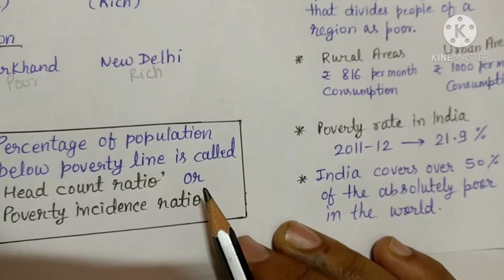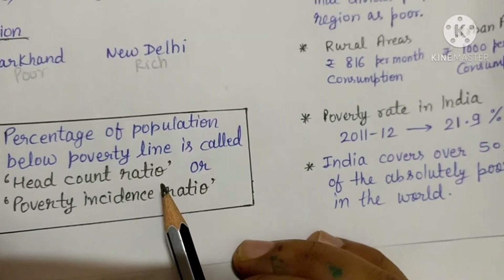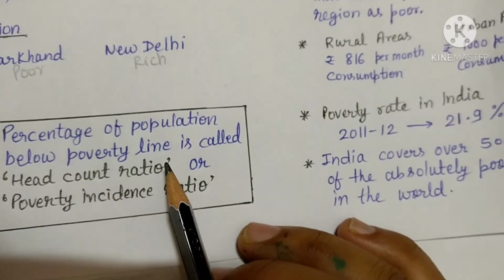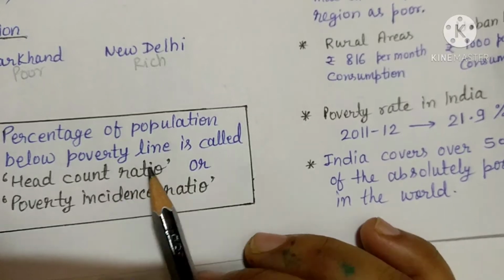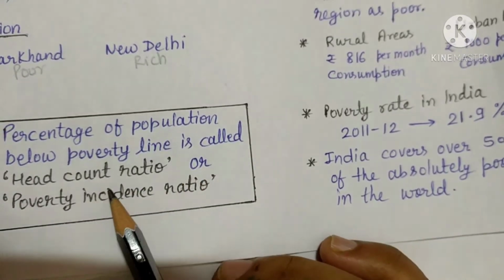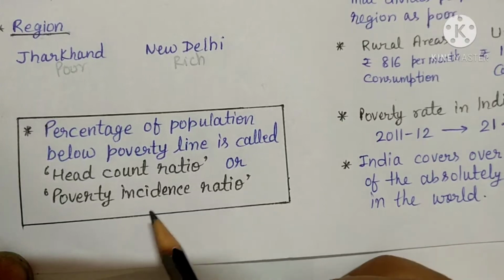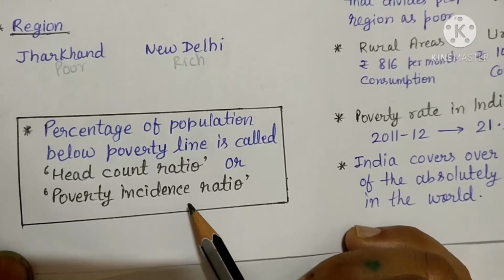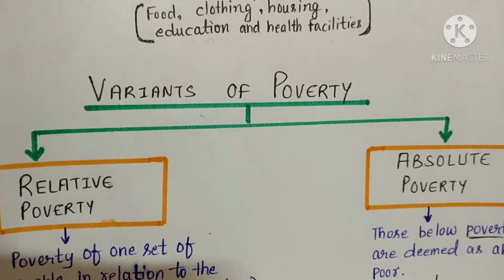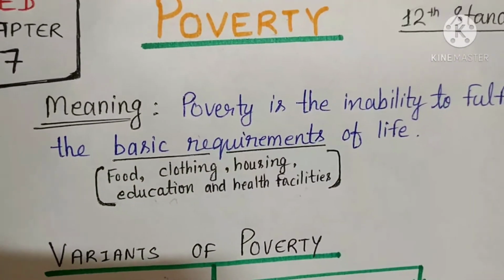Now, percentage of population below the poverty line. The percentage of population who are living below the poverty line is called what? Head count ratio, or you can say poverty incidence ratio. It can be asked in a one mark question. Okay, so here we have completed the variants of poverty and the meaning of poverty.